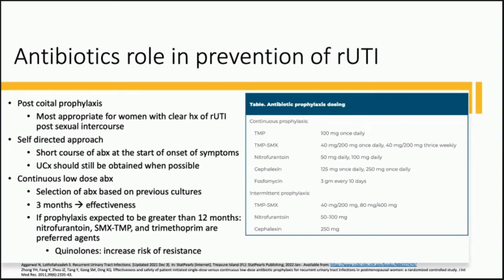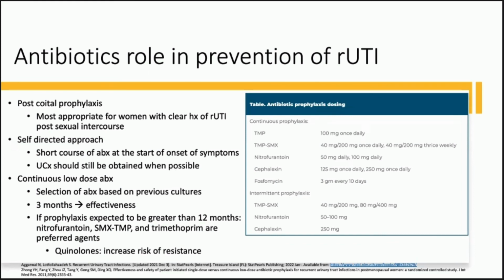Now, there are different ways to advise patients for prophylaxis. One of them is postcoital prophylaxis, which is most appropriate for women that have a clear history of recurrent UTIs post-sexual intercourse. We can also sometimes offer a self-directed approach, essentially where patients will self-diagnose when they have symptoms of a UTI and start a very short course of antibiotics at the very onset of their symptoms. But when we do offer this, we should still advise them to provide a urine culture when possible.